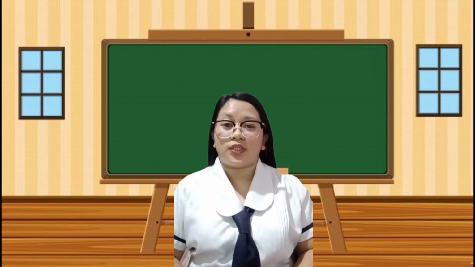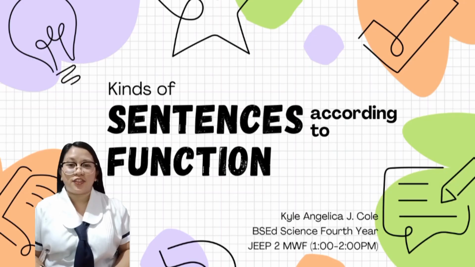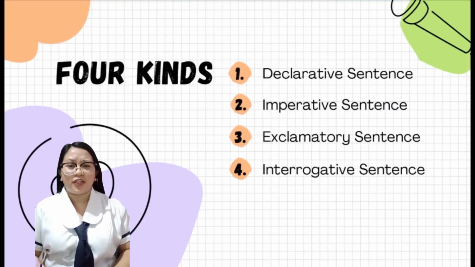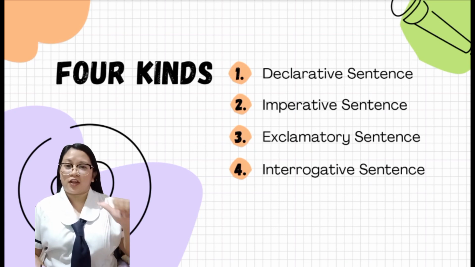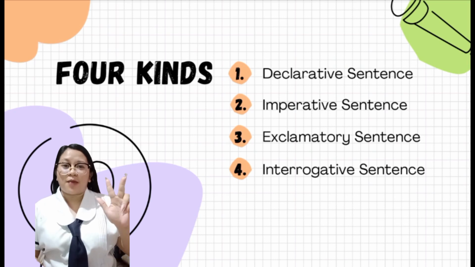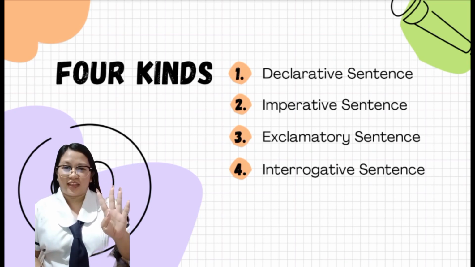Today, we will be discussing a certain topic which is entitled The Kinds of Sentences According to Function. Now, there are four kinds of sentences according to function. These are the declarative sentence, the imperative sentence, the exclamatory sentence, and the fourth one, interrogative sentence.